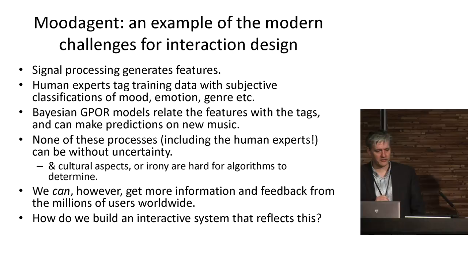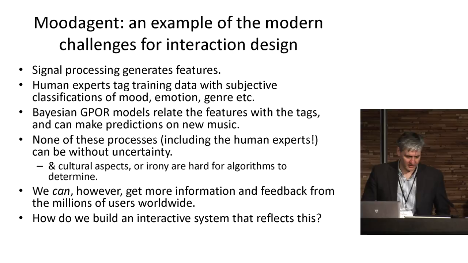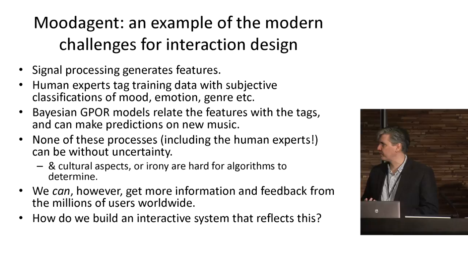We've got some complex signal processing generating features. We've got human experts tagging the data with subjective classifications. You're using rich models like Gaussian process ordinal regression models to relate these and to make predictions for new content. But all of these stages have got lots of uncertainty associated with them. And there are limits, you know, cultural aspects, irony, are things that are difficult for algorithms to understand.